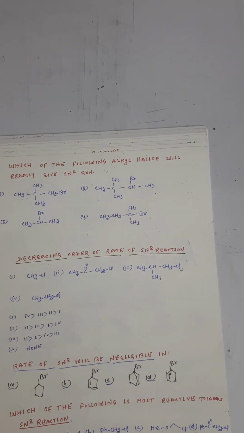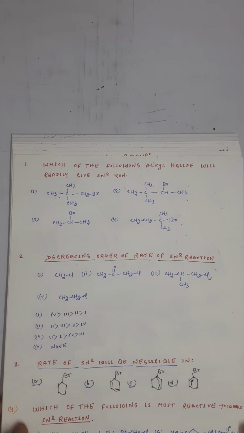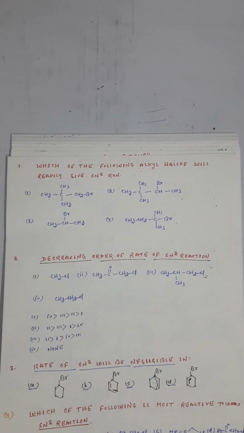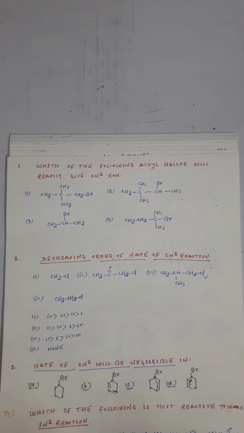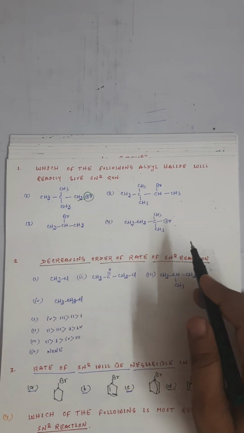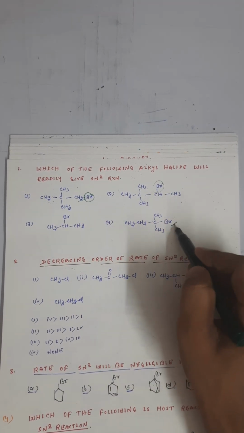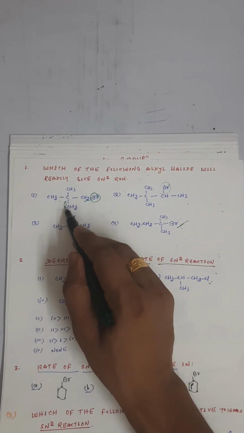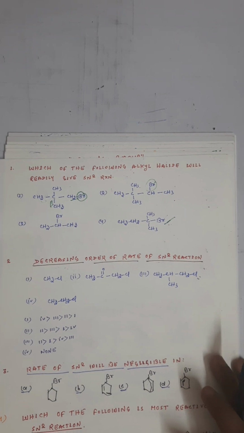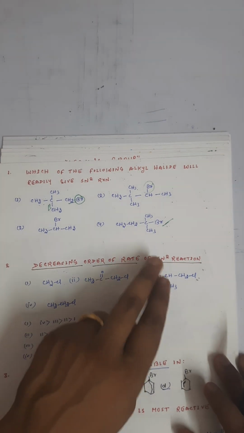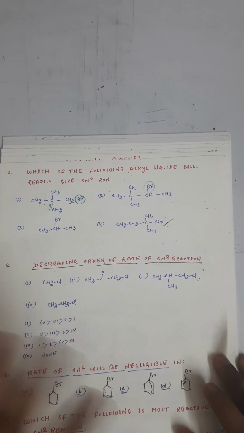See here, students, I have taken one question: which of the following alkyl halides will readily give SN2 reactions? Here the bromine is attached to the first carbon, that is the 1 degree carbon. Here is a 2 degree carbon, and here is a 3 degree carbon. But in the SN2 reaction, as I taught you, when the beta position is complex, the reaction will go very slowly, obviously as compared to the 3 degree, but negligibly.